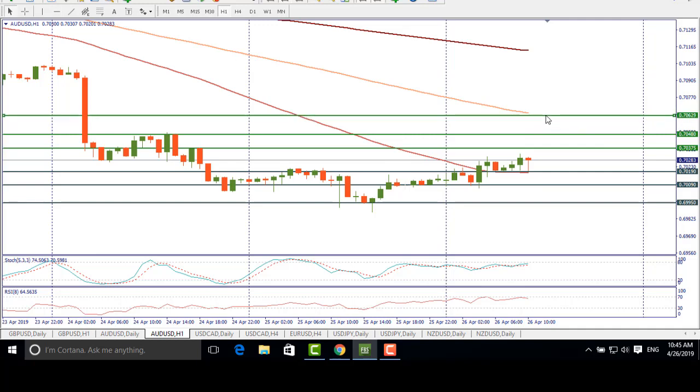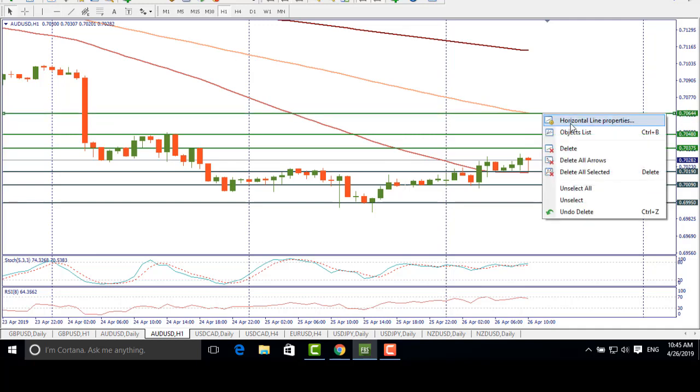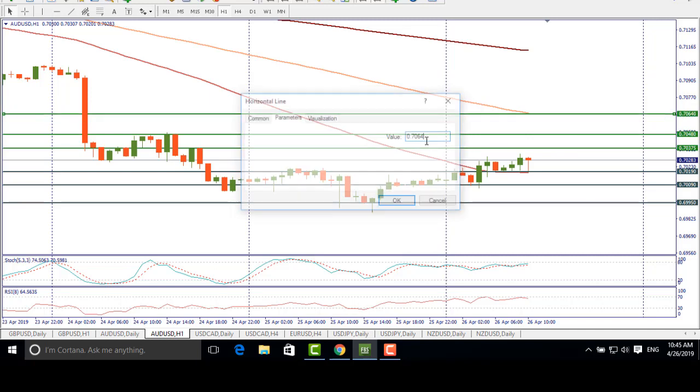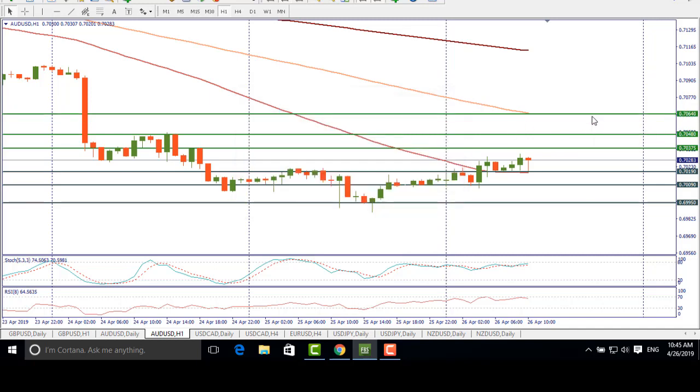Let's mark this level. We can mark it as 0.7064. However, if the US dollar is encouraged, the pair may fall below 0.1719, and then supports will lie at 0.79 and 0.6995.